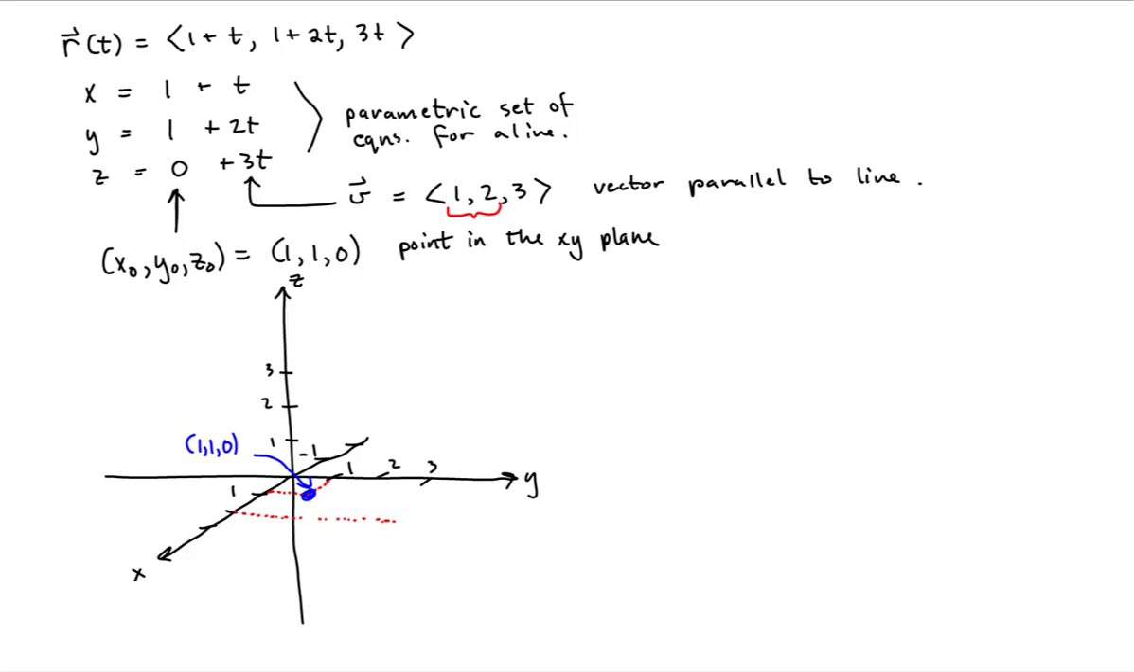And then we are going to go 2 units along the y-axis. Well, 2 units from our starting location of y equals 1 puts us at y equals 3. So in the xy plane, our line has that shadow if we were to project down from the z-axis.